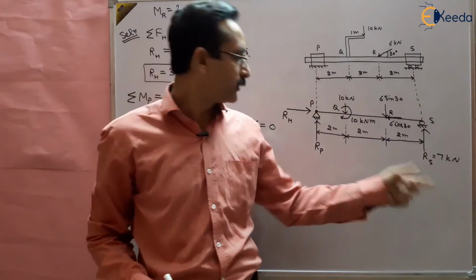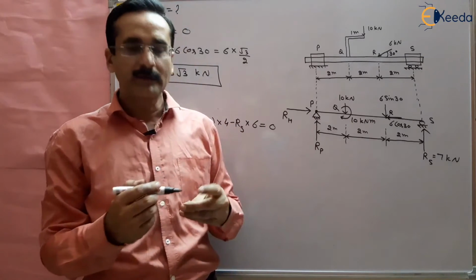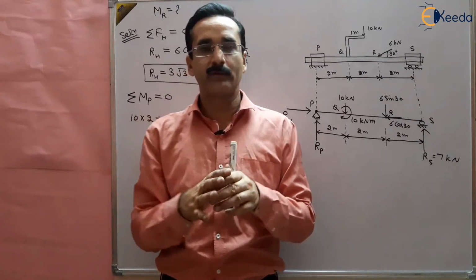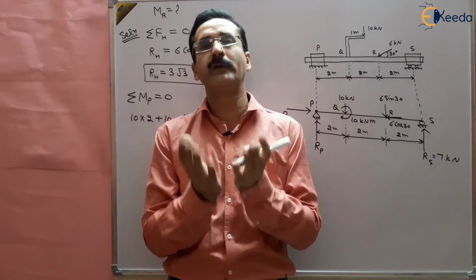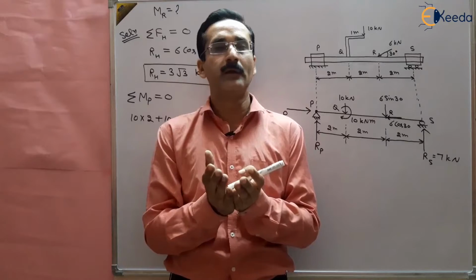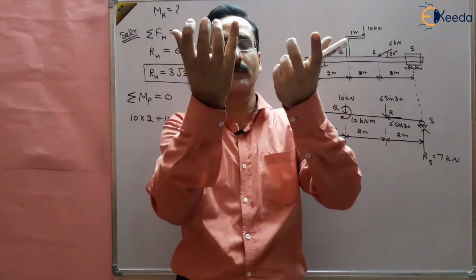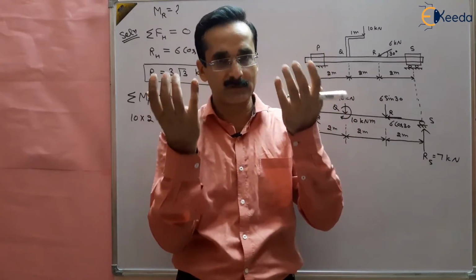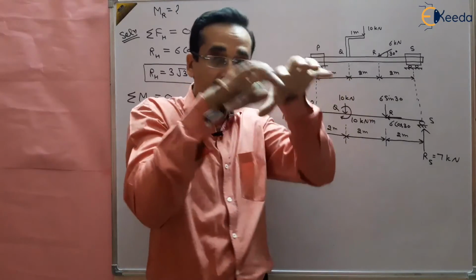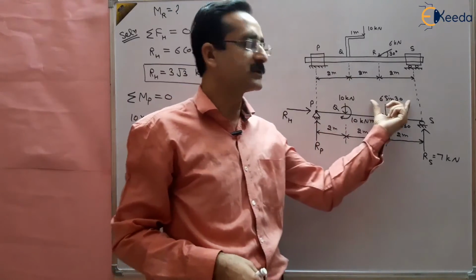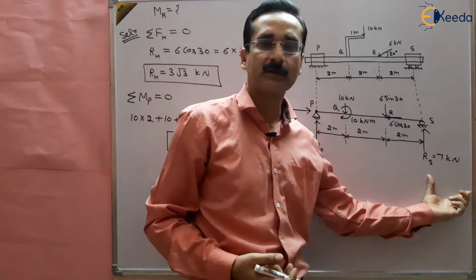Now we want to find out the reaction at point P. How to find it? We know that the sum of all vertical forces should also be equal to 0 because the body is in static equilibrium. Or we can say the downward forces should be equal to the upward forces. That's why sigma FV should be equal to 0. The vertically downward forces are 10 and 6 sin 30, and the vertically upward forces are RP and RS, right?